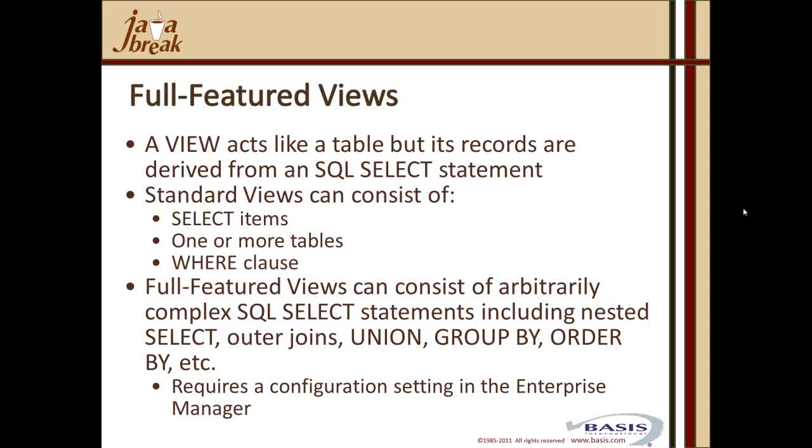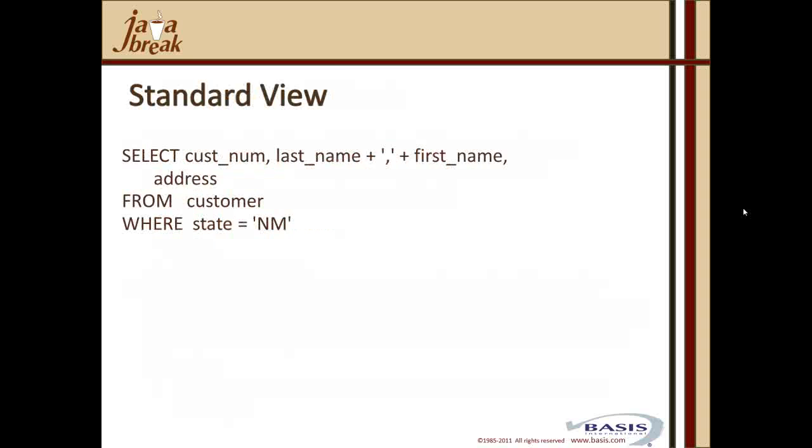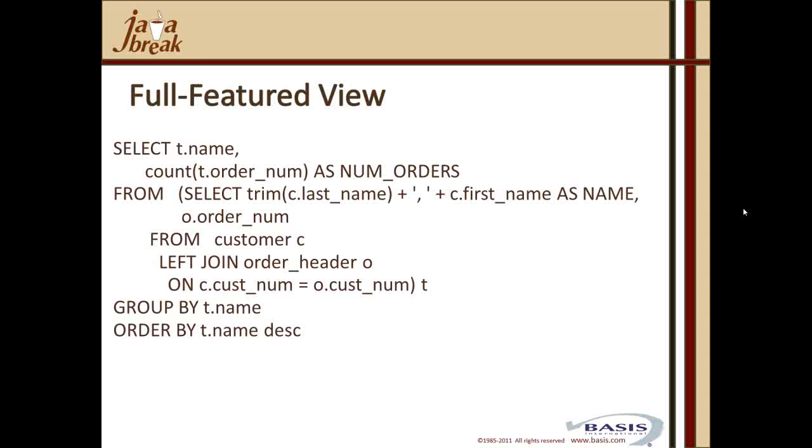The new full-featured views can consist of arbitrarily complex SQL select statements, including things like nested selects, outer joins, unions, group by, order by, etc. It does require a configuration setting in the Enterprise Manager. A standard view would be select customer number, last name, first name, address from customer where state equals New Mexico, for example. A full-featured view can be really complex. It could be a multi-page SQL select statement.